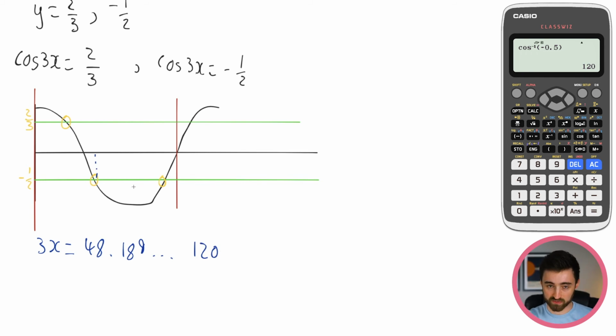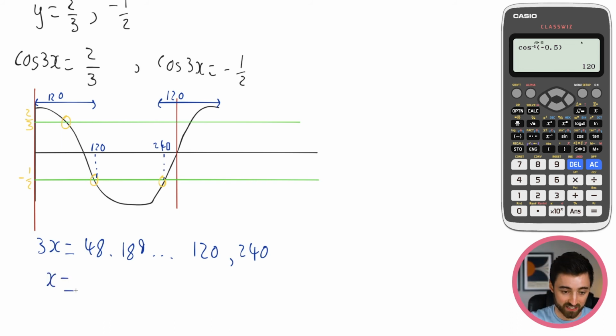How am I going to use the symmetries of the cos graph to get this? This is 0 and this is 120. So this horizontal distance here is 120. Do I have a corresponding horizontal distance on the other side of the graph? I do. It's going to be the distance from 360 to my other solution down here. So that is also 120. In other words, to get my last solution, I need to do 360 minus 120 to get me 240. And they're my three solutions. So all I need to do now is divide through by the 3. Only do that once I've got all of the solutions.